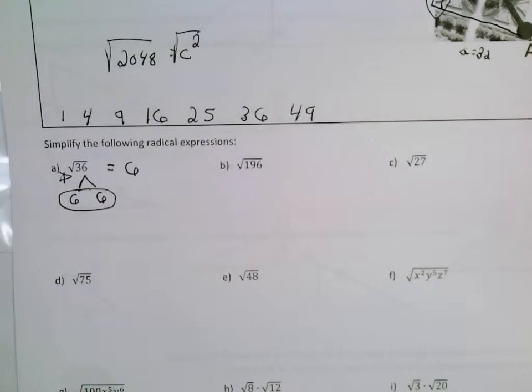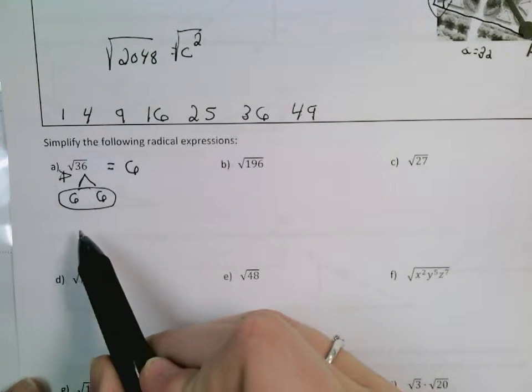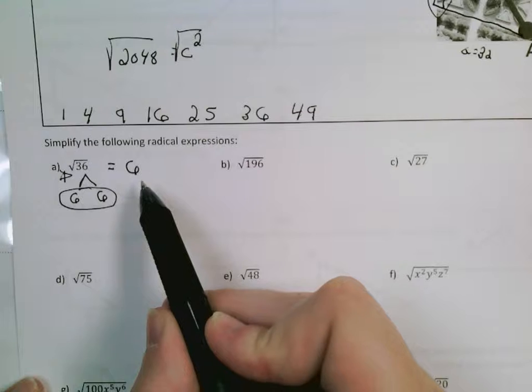Now, I do want to remind you, quite frequently people struggle with when to have the square root and when not to have the square root. I want to remind you that a number comes out of the square root when you find that pair. So right now I found a pair of 6's, which means that 6 gets to come out of the house.